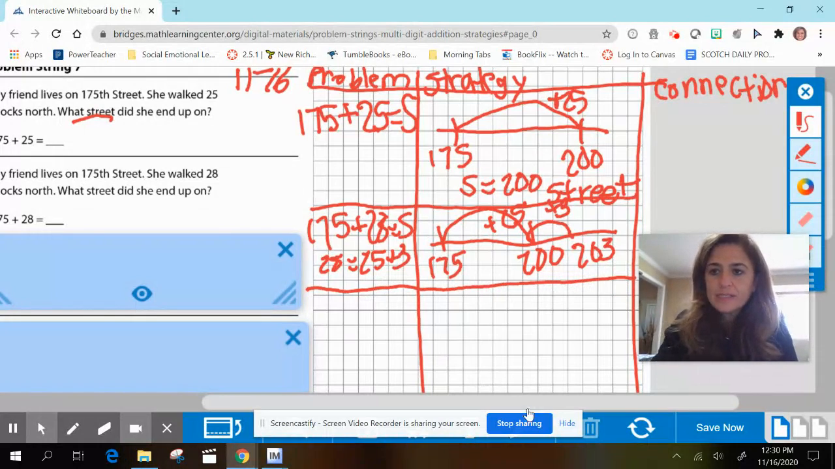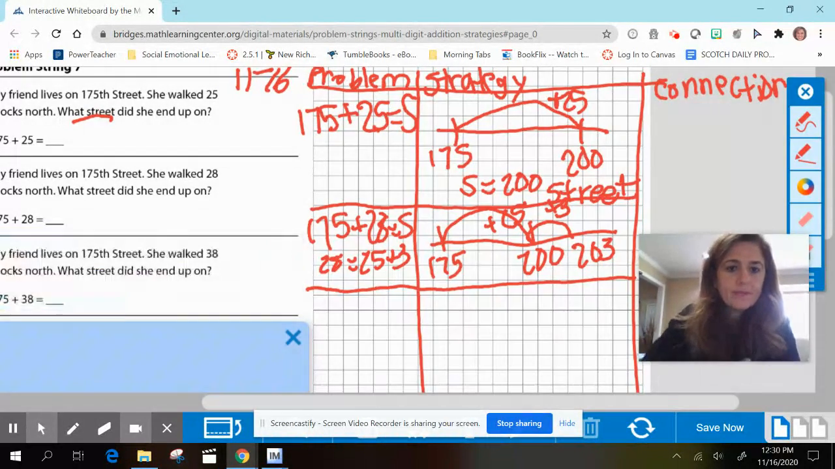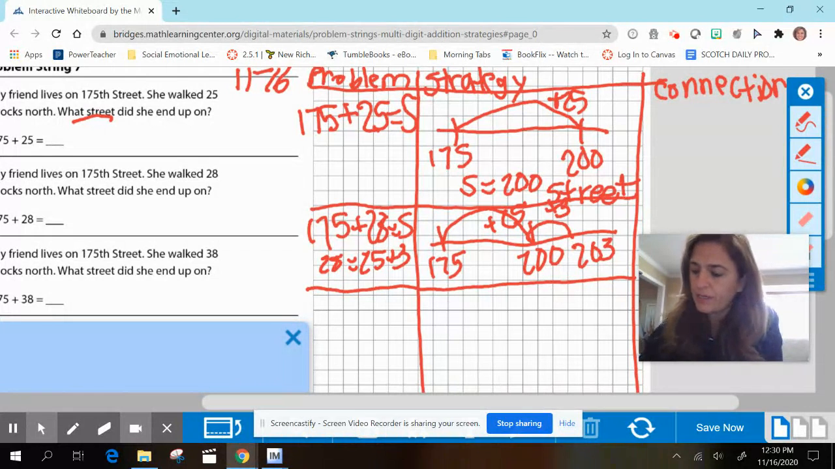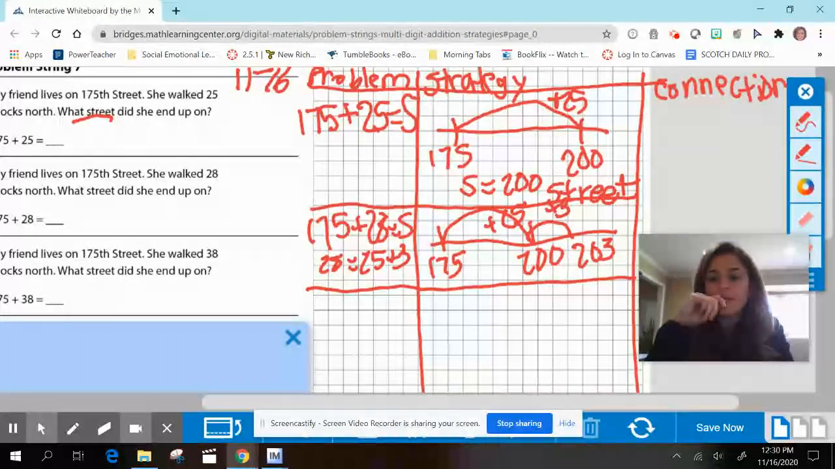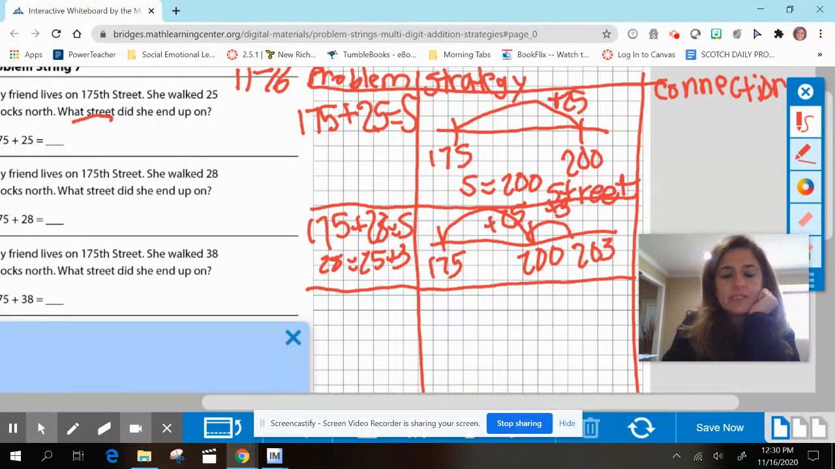All right, let's see if it gets a little bit more complicated. So my friend lives on 175th Street. She walked 38 blocks north. What street did she end up on? I think some of you have recognized something. Let me jot the problem down. Let's see if you could see it.